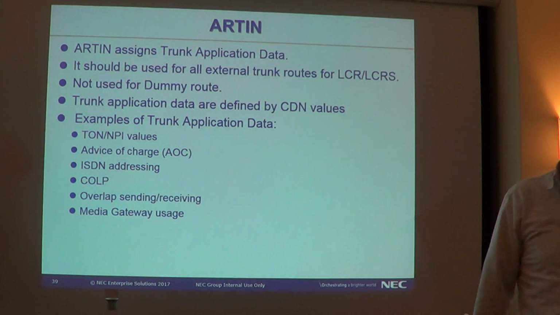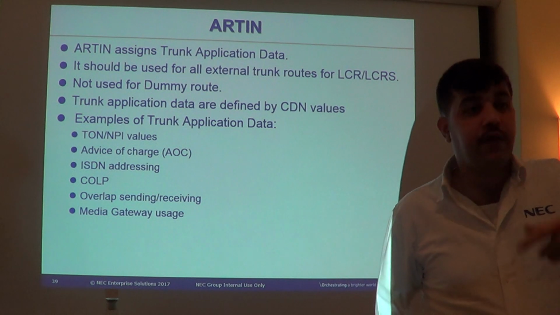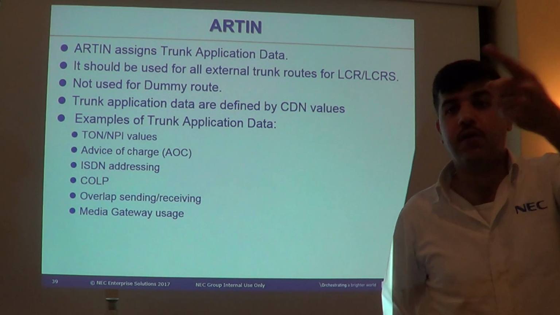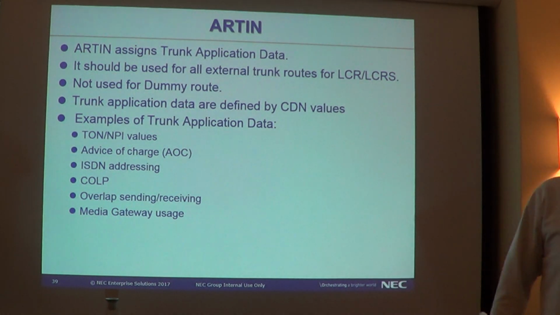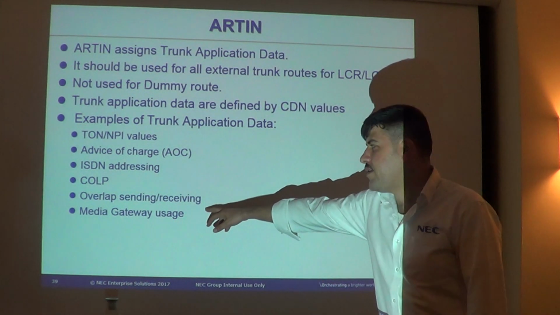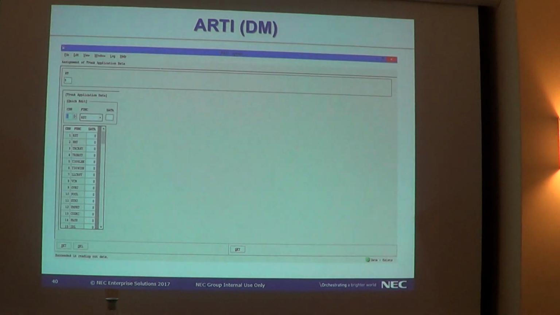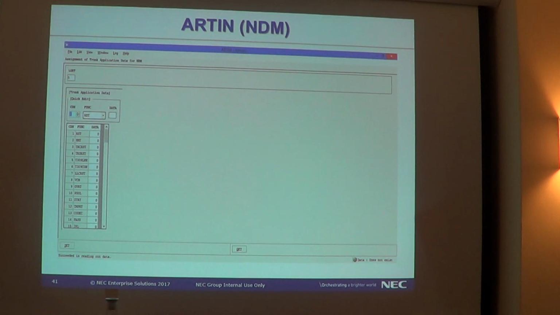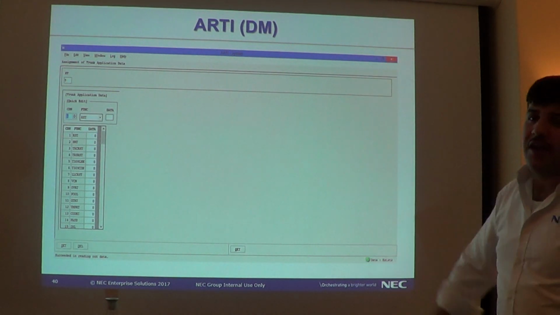I think I see it in Austria and Belgium, they have a connected number display, even for the stations. That means I'm talking over the carrier, but I can see the internal caller who called me. I can even see his name. And many others, like overlap sending, overlap receiving, and if I use a media gateway. Again, data memory and network data memory. Once we did ALRTN, you have to do ARTIN only, and the data is automatically copied to the ARTI.